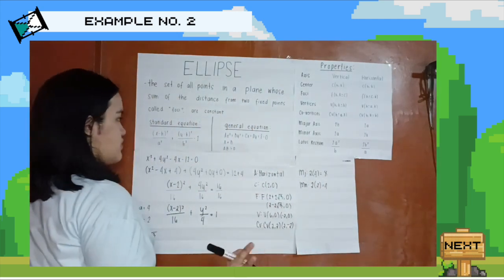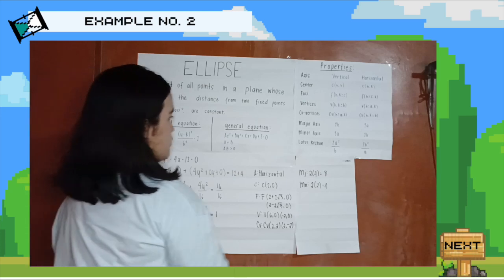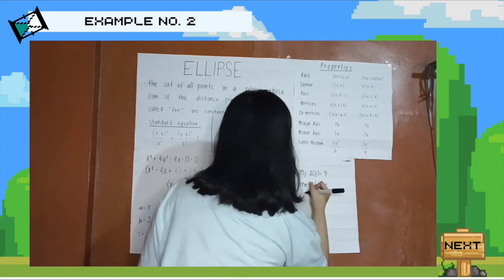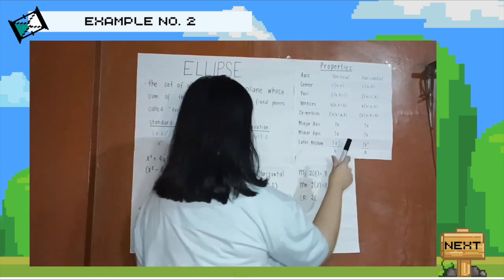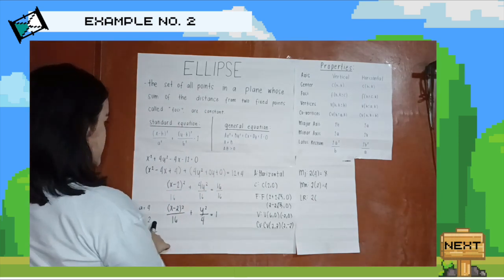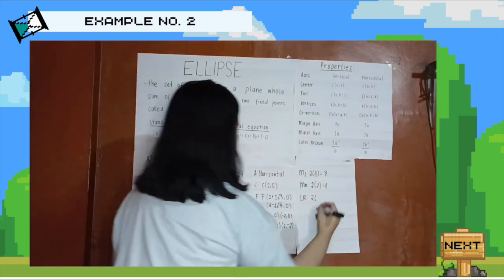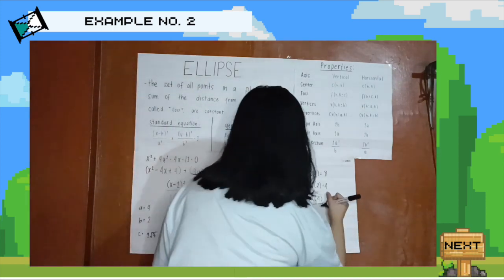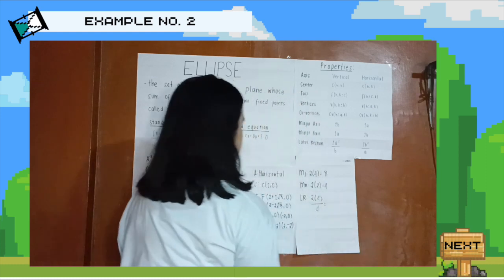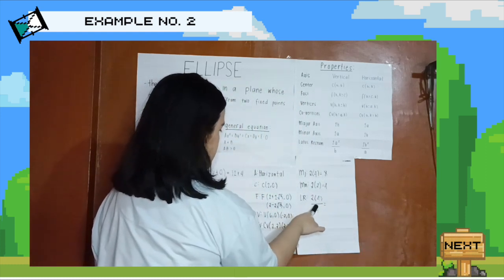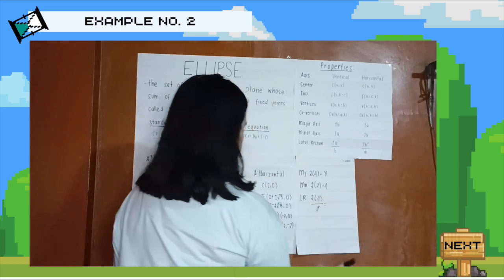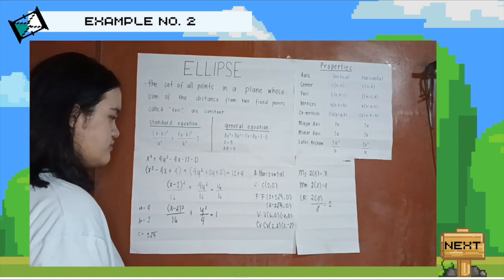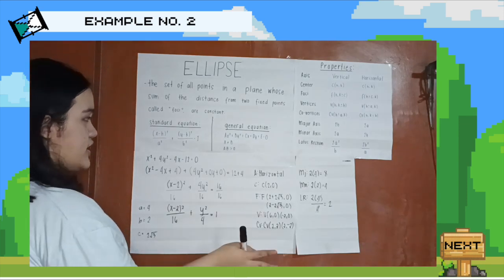And lastly, the latus rectum. For the latus rectum, we will be using 2b squared divided by a. So b squared, 2 squared is 4, over a, which is 4. So 4 over 4, and we need to cancel this out. So the answer is 2. And this is our property.